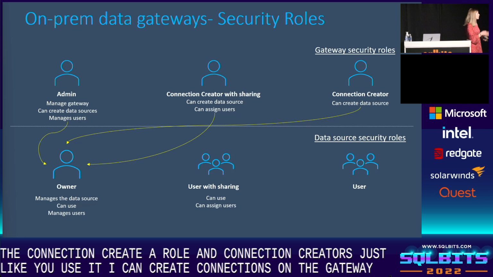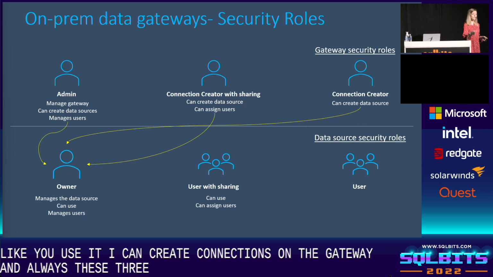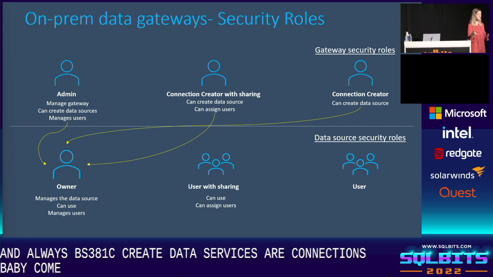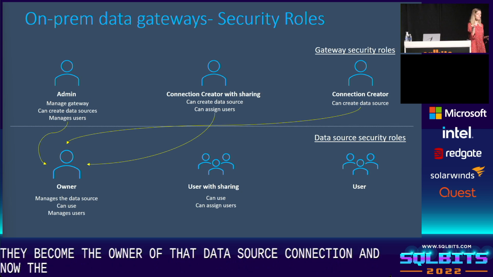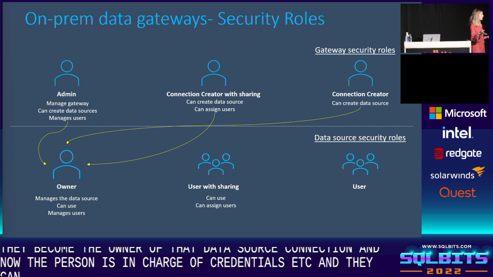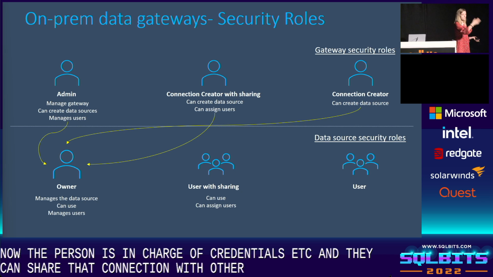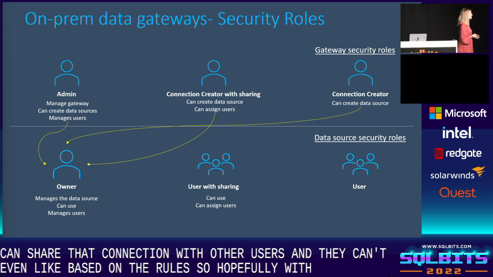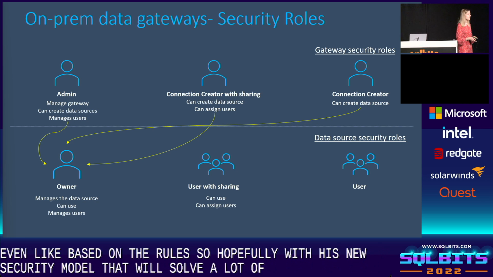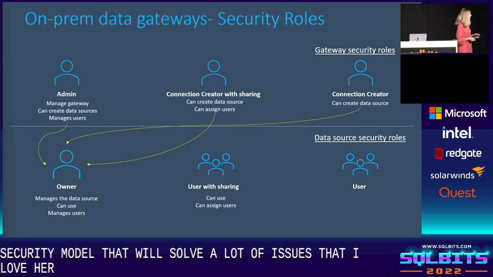And all of these 3 gateway roles, once they create data sources or connections, they become the owner of that data source or connection. And now that person is in charge of credentials, etc., and they can share that connection with other users, and they can even reshare it based on their roles. So hopefully, with this new security model, that will solve a lot of the current issues that a lot of organizations were facing.